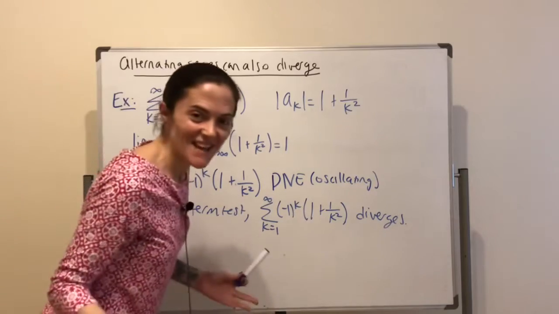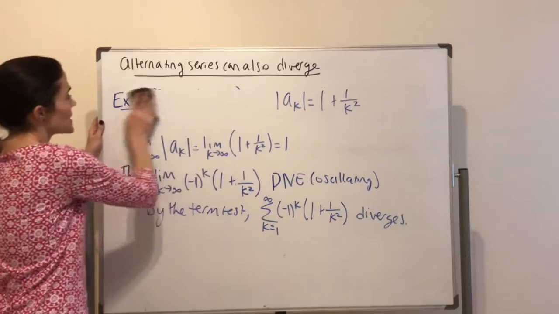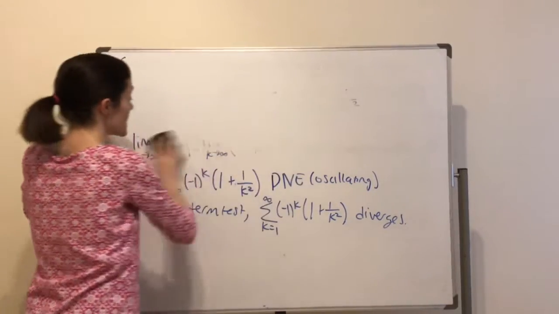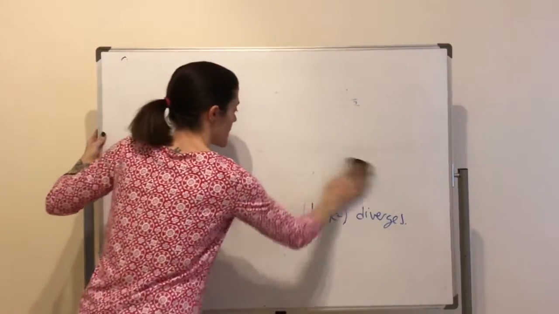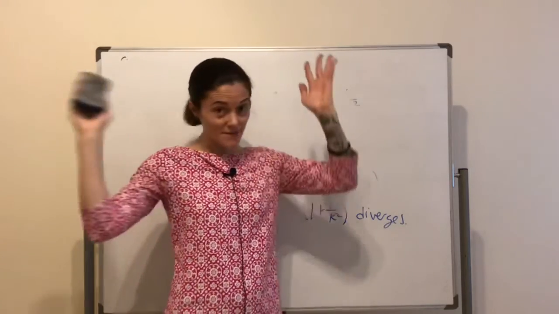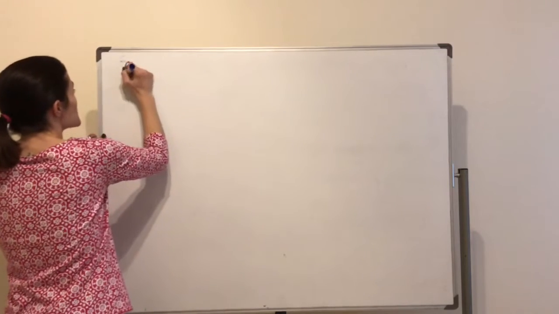So this is an example which diverges. Now, as I mentioned, let's make a chart, because with alternating series we have 3 possible things that can happen. And a lot of the homework or problems you will get on alternating series will ask you which of the 3. One possibility is absolute convergence.